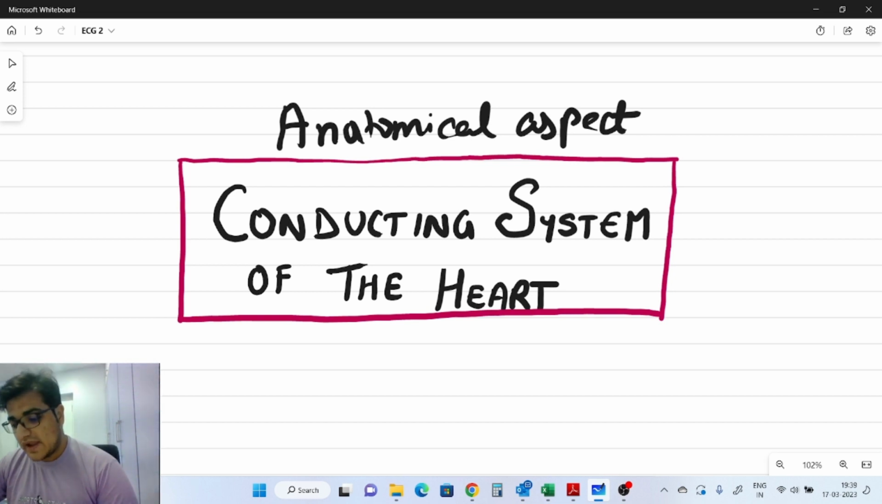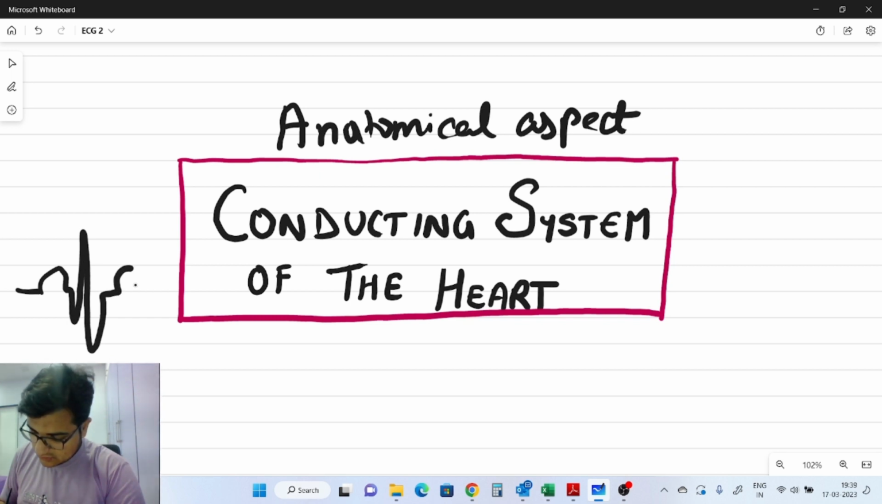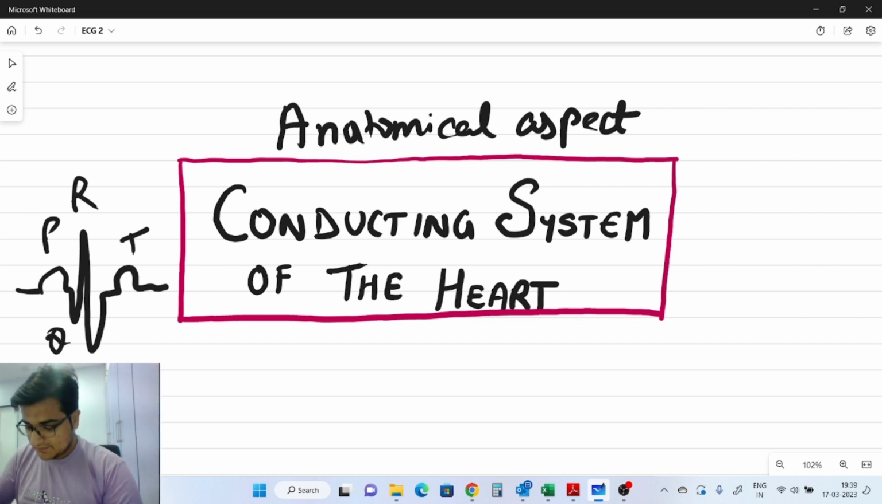You need to understand why certain waveforms are on the positive side of the x-axis. For example, if I draw the waveform, this is the P, R, and T, and Q and S. You need to know why P, R, and T are on the positive side and why Q and S are on the negative side. This lecture is going to tell you why something is above the x-axis and why something is below the x-axis.